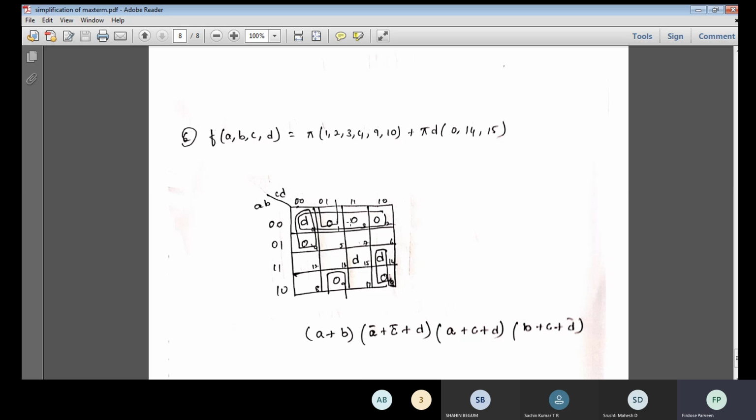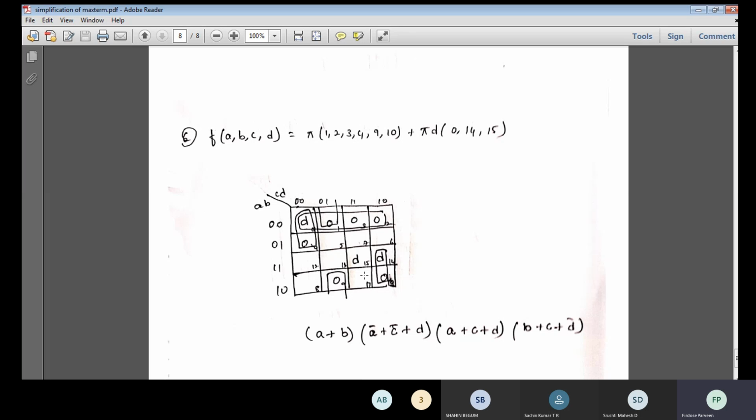So when I group this one, what I'll be getting? I'll be getting A plus B. As it is covering all the columns, I'll not be getting any variable over here. So next I'll group this one. This is 0, that is 4, cell number 4. Cell number 4 is adjacent to cell number 0. So I'll make use of this one and I will group this one. So when I am grouping, what I'll be having, it is A. And here what I'll be getting, C plus D. So it is A plus C plus D.